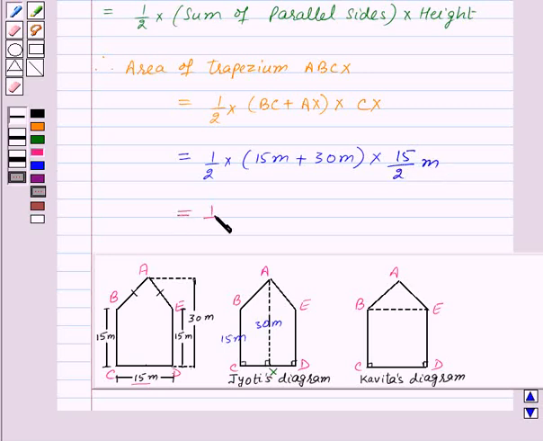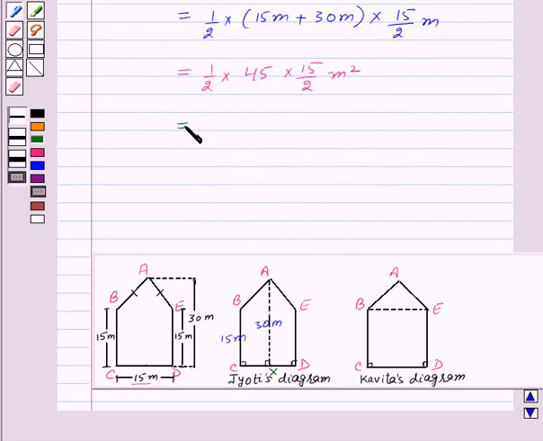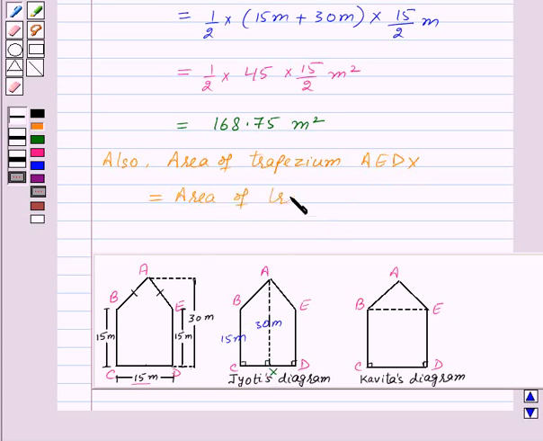Which is equal to 1 by 2 into 45 into 15 by 2 meters squared, which on simplifying gives 168.75 meters squared. Also, area of trapezium AEDX is equal to area of trapezium ABCX, and that is equal to 168.75 meters squared.